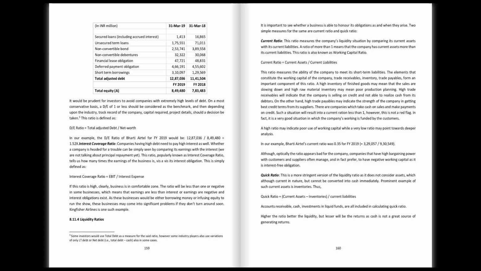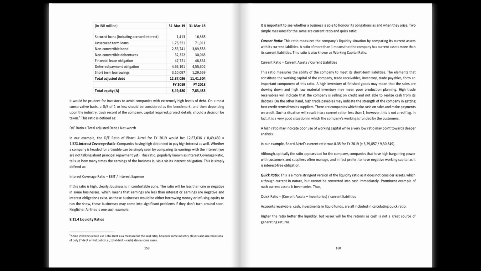High trade receivables will indicate that the company is selling on credit and not able to realize cash from its debtors. On the other hand, high trade payables may indicate the strength of the company in getting the best credit terms from its suppliers. There are companies which take cash on sales and make payments on credit. Such a situation will result in a current ratio less than 1, however, this is not a red flag. In fact, it is a very good situation in which the company's working capital is funded by the customers. A high ratio may indicate poor use of working capital, while a very low ratio may point towards deeper analysis.